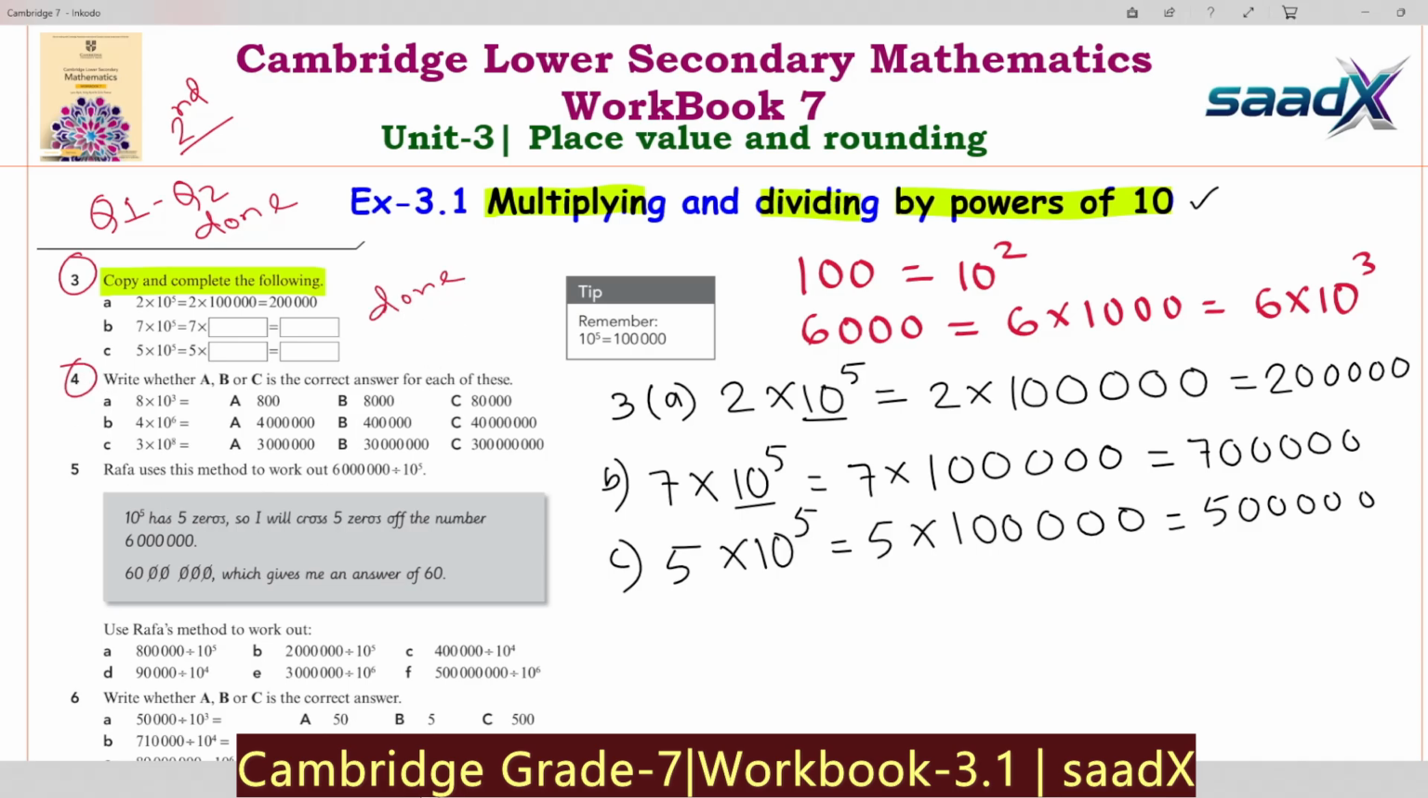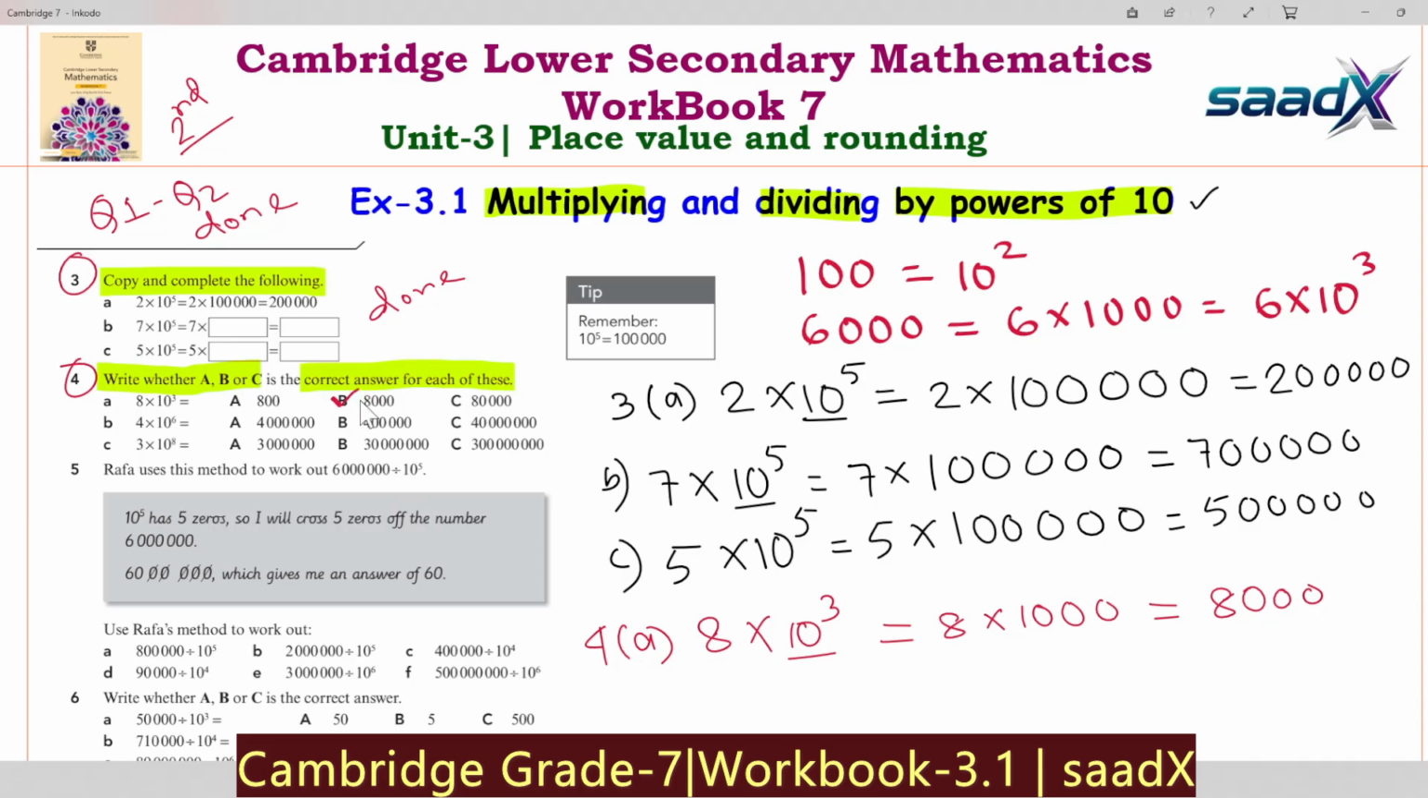Number 4. This is very interesting and important. Write whether a, b, or c is the correct answer for each of these. Number a of 4: 8 times 10 to the power 3. What does it mean? 8 times 10 to the power 3 means 1 followed by 3 zeros, and finally 8000. So let's find out which one is correct.